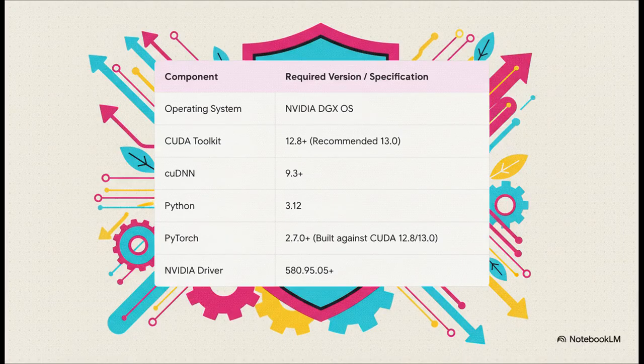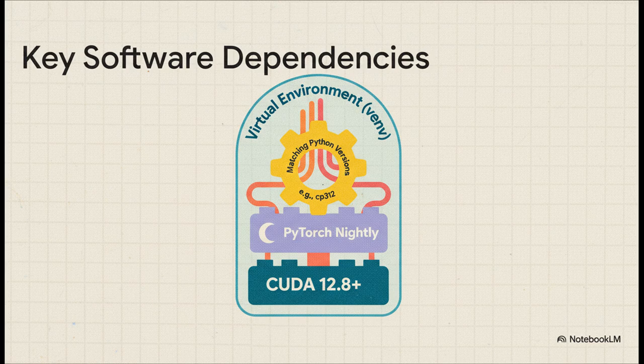So here it is. This is your solution. And I need to be crystal clear here. This table is not a suggestion, it's a requirement. Every single component on this list must meet that minimum version. If even one is off, you're not going to be creating incredible content, you're going to be debugging Python errors all day long. Let's just zero in on the most critical parts here.